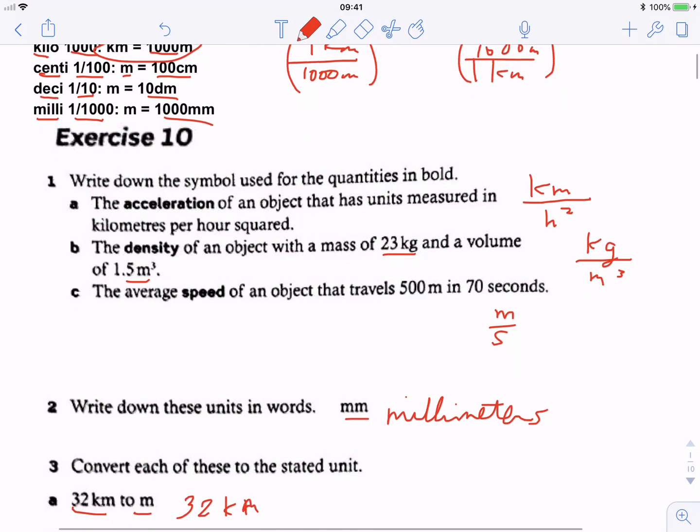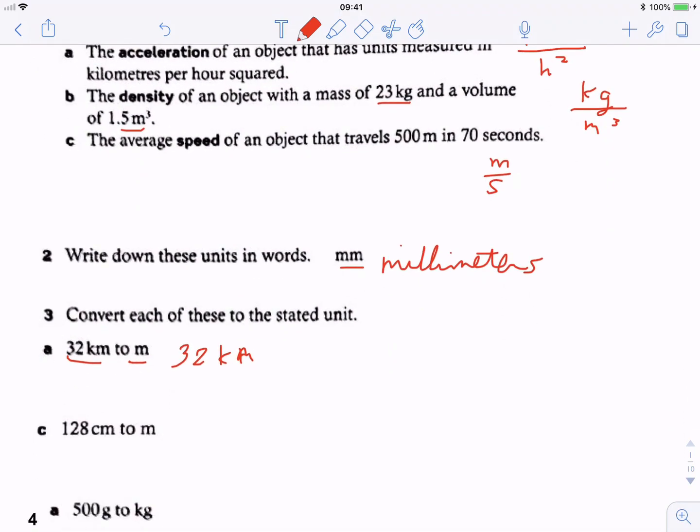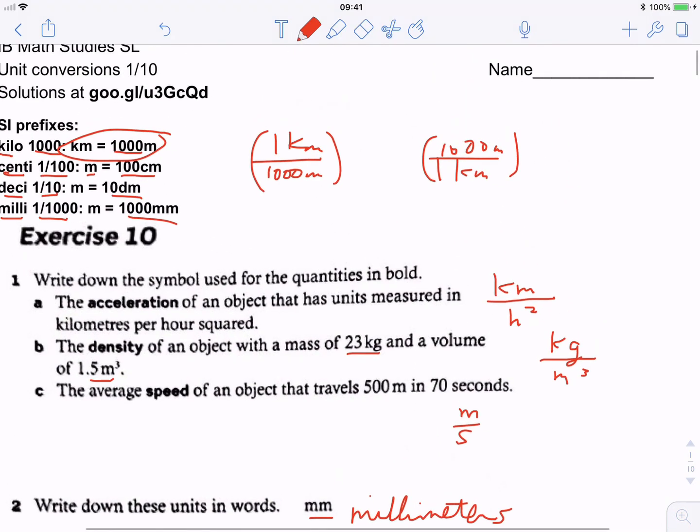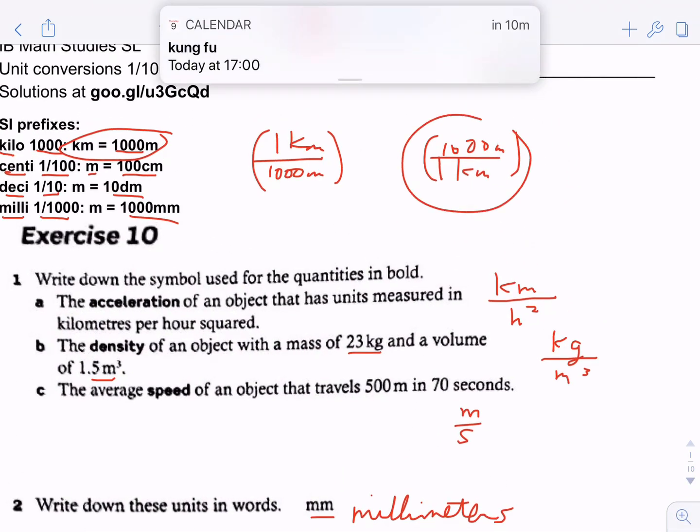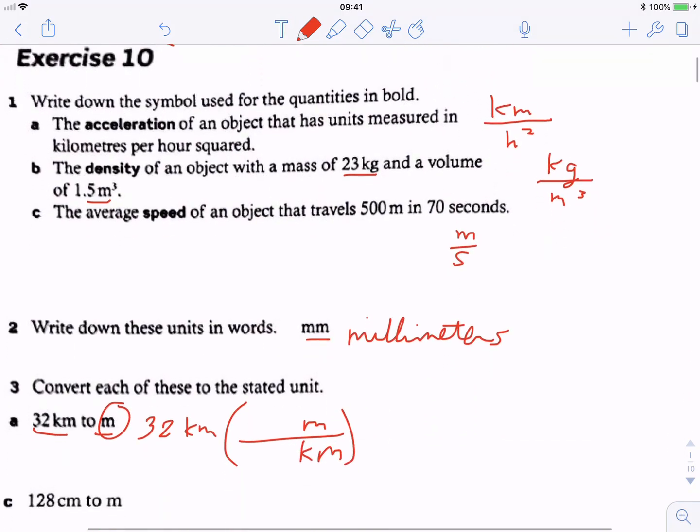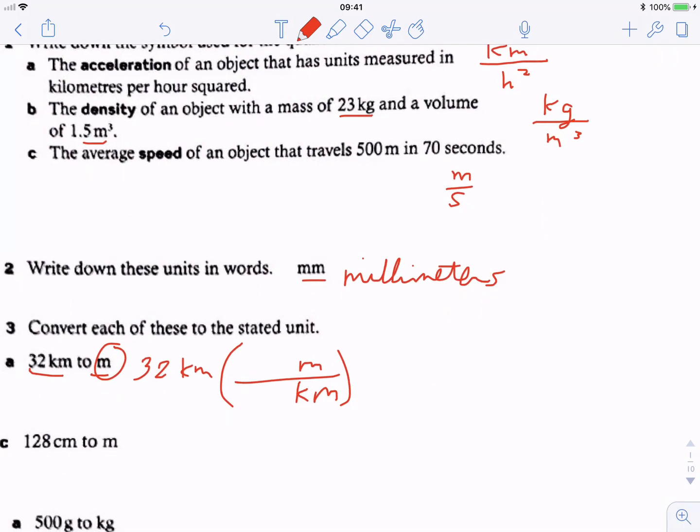We're going to use the one which will cancel out the unit that I prefer not to have, which is kilometers. We don't want kilometers, we want meters. So how do we get rid of kilometers? We're going to multiply it times a domino, which has kilometers in the bottom and meters on top. Now, the quantities we're going to use are these ones here. So 1,000 meters on top, 1 kilometer on the bottom.